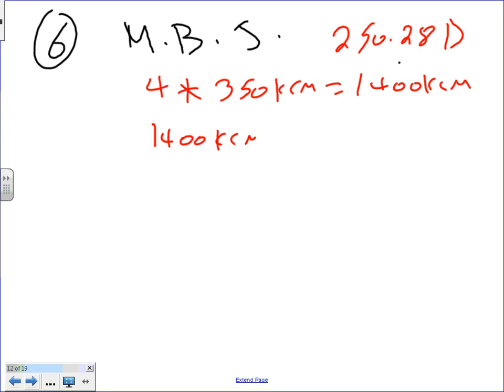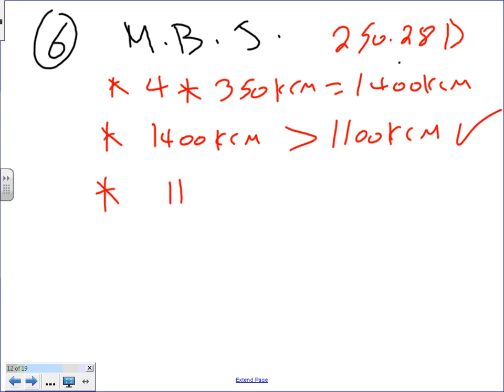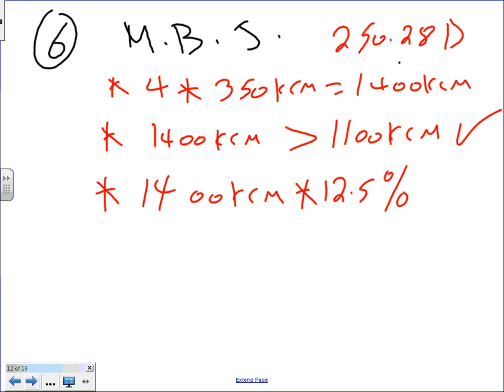1400 kcm is more than 1100 kcm, right? We'll check here. So these are the rules that we're going to do. The last thing then, you're going to take the 1100 kcm, multiply it by this magic number, which is 12.5%. Don't you have to multiply the 1400 by 12.5? Thank you. You have to multiply the 1400, because that's what they were dealing with. The 1400, you have to multiply by 12.5%. Everybody knows how to multiply by 12.5%, which is 0.125.